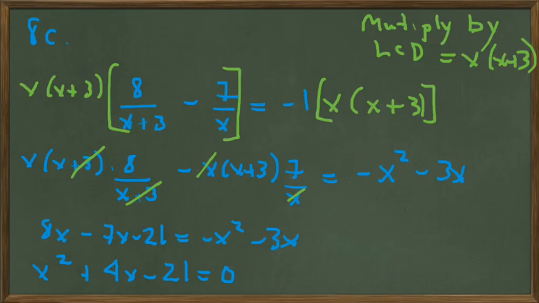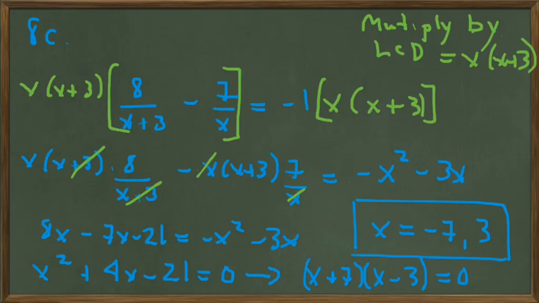And we notice that minus 21 has factors of 7 times minus 3, which when added give us the minus 4. So we're going to factor it that way. And when we do that and set those two factors, x plus 7 equal to 0 and x minus 3 equals 0, we get the two solutions, x equals minus 7 and x equals 3. Okay, so one more equation to solve on the next blackboard.